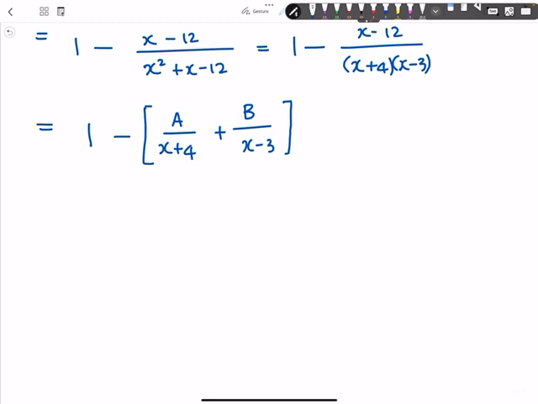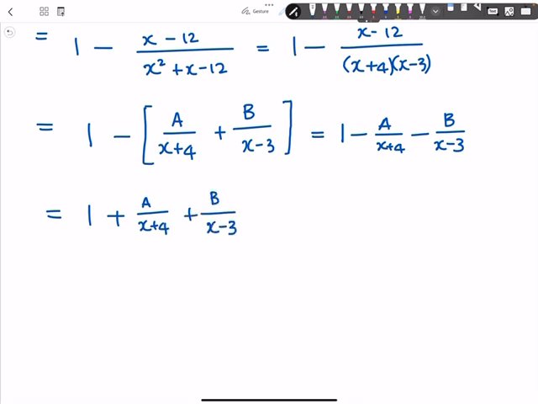If you distribute the negative, this could be written as 1 minus a over x plus 4 minus b over x minus 3. But remember that both a and b are arbitrary. And so really we could put the sign with them. So it would also be correct to say that this would be 1 plus a over x plus 4 plus b over x minus 3.